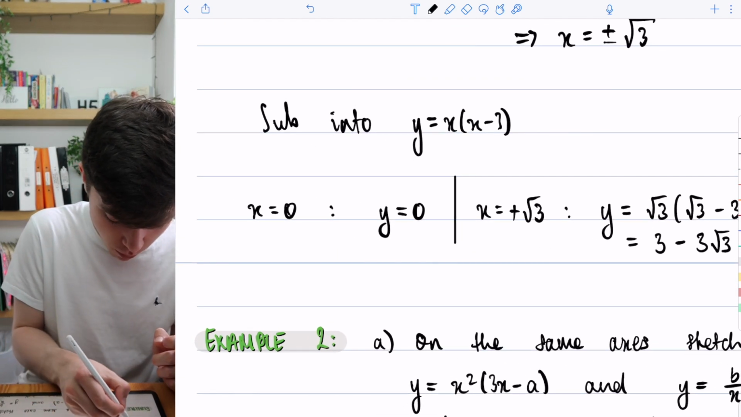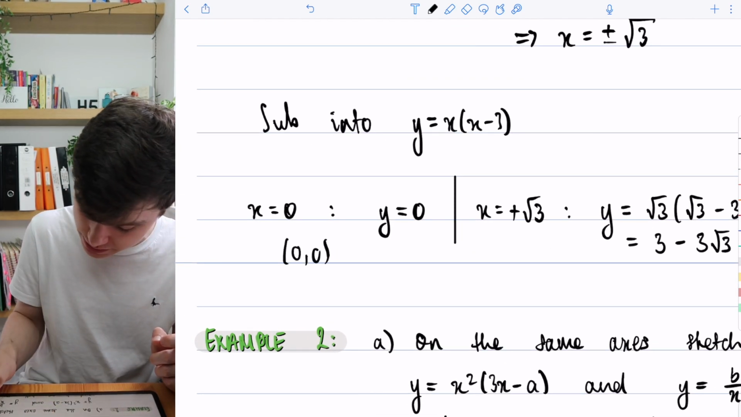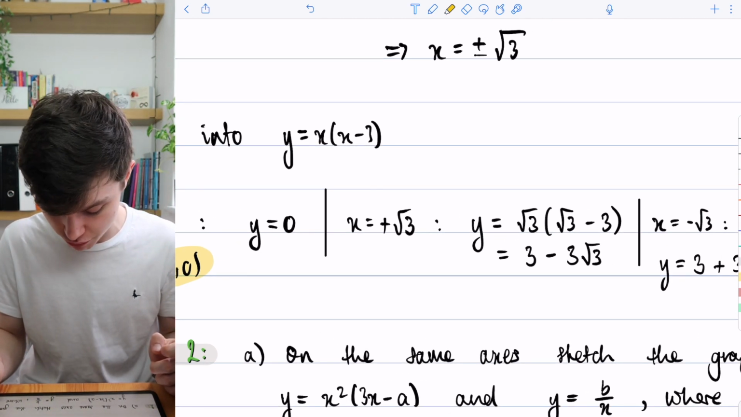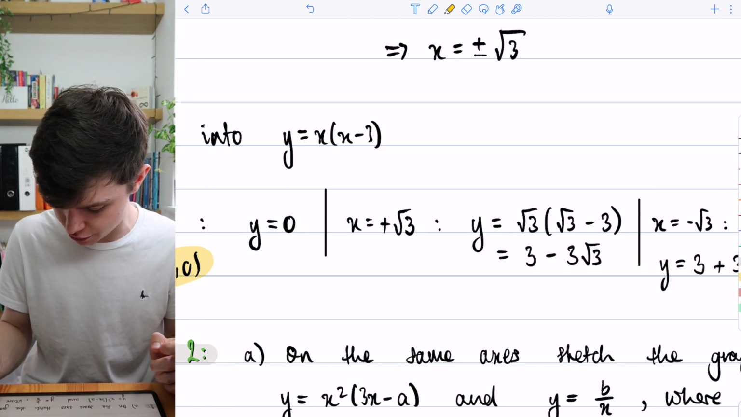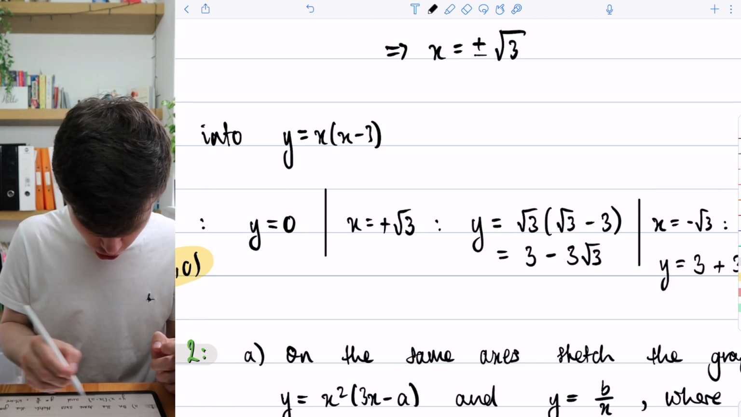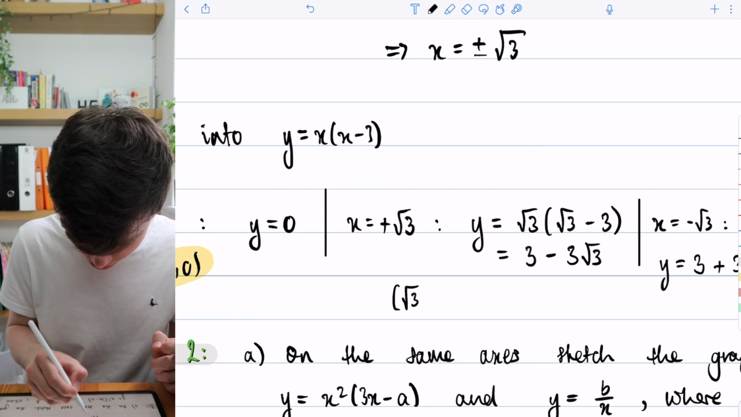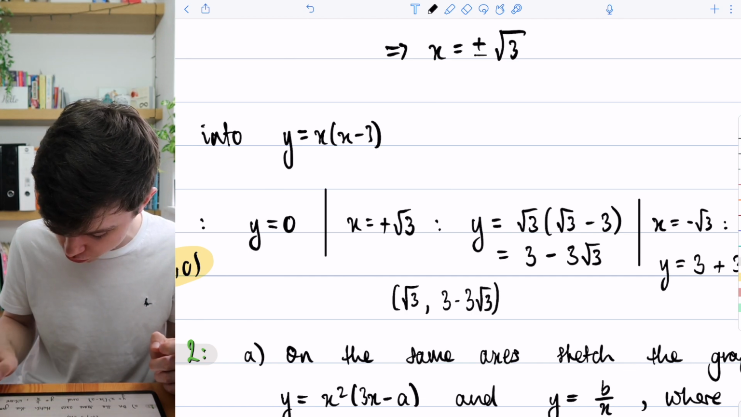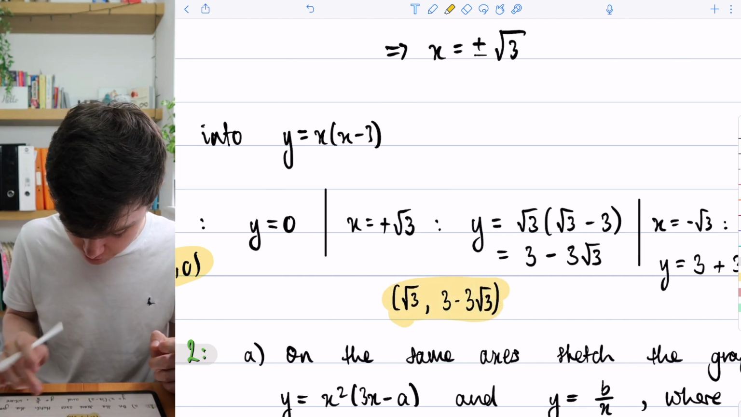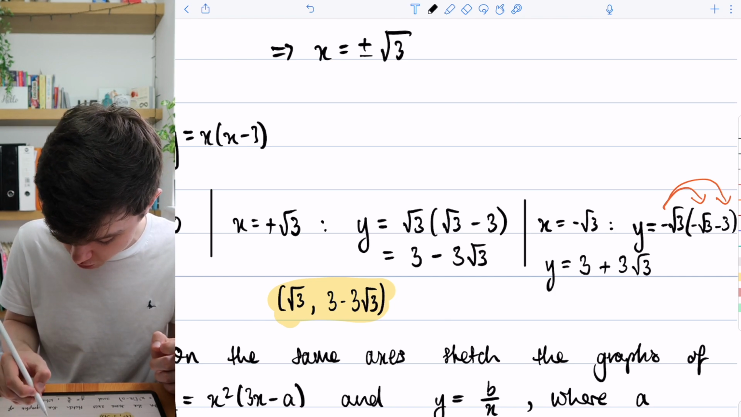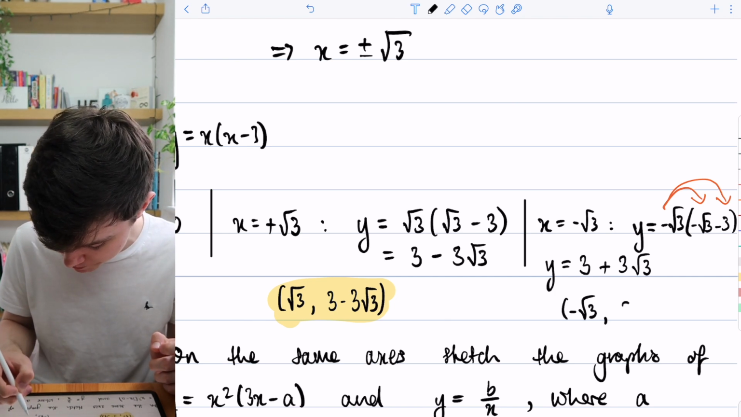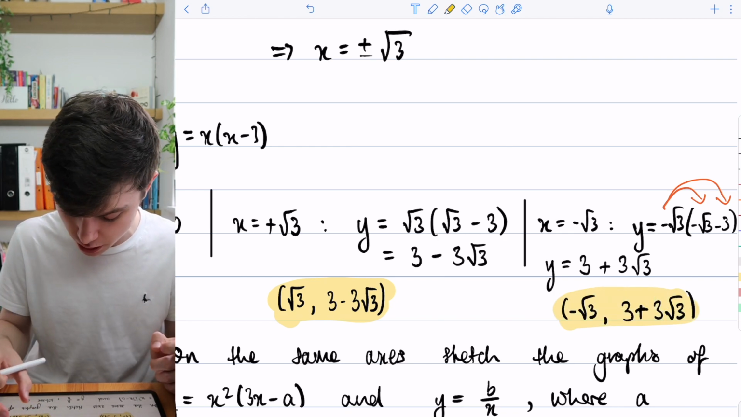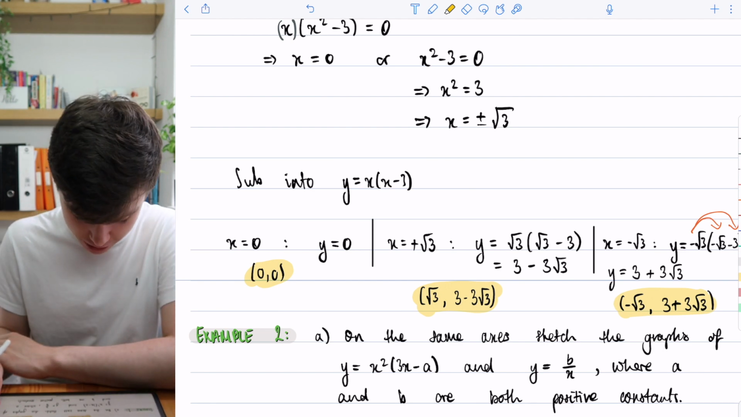I can see x is 0, y is 0, so that's 1 point of intersection at 0, 0. X is positive root 3, y is equal to 3 minus 3 root 3. So my next point of intersection is x is root 3 and then y is 3 minus 3 root 3. That is another point of intersection. And then here we've got x is equal to minus root 3 and y is equal to 3 plus 3 root 3. That's the third point of intersection.